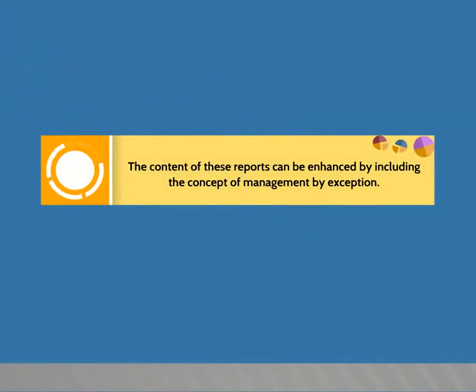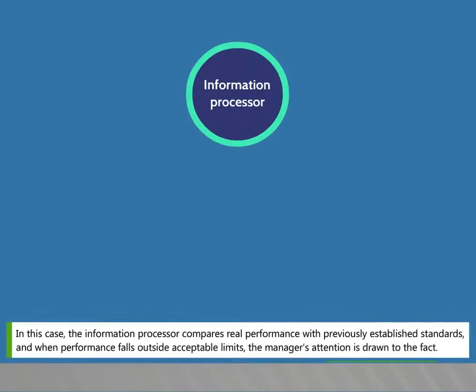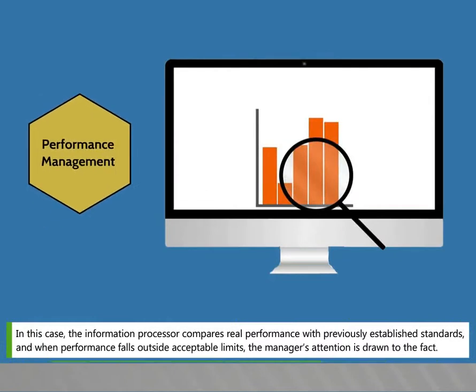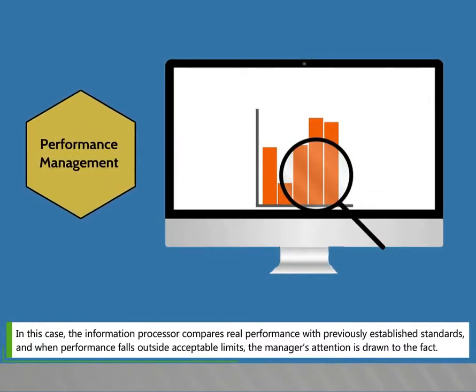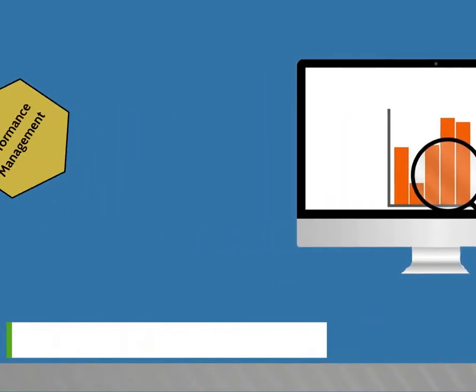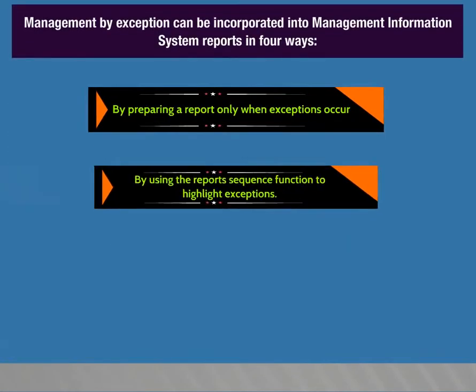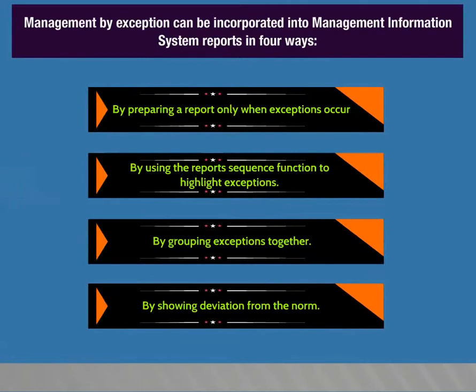The content of these reports can be enhanced by including the concept of management by exception. In this case, the information processor compares real performance with previously established standards, and when performance falls outside acceptable limits, the manager's attention is drawn to the fact. Management by exception can be incorporated into management information system reports in 4 ways.